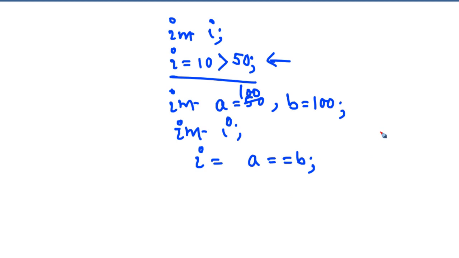Now don't confuse the assignment operator and the equality operator. The assignment operator assigns the right hand operand to the left hand operand. This is assignment. But here equals to is the comparison operator. It tests the equality of the operands. If the operands are equal, then it returns 1, otherwise it returns 0.